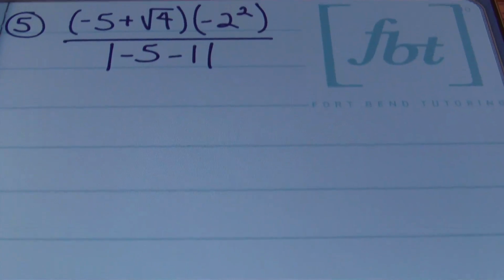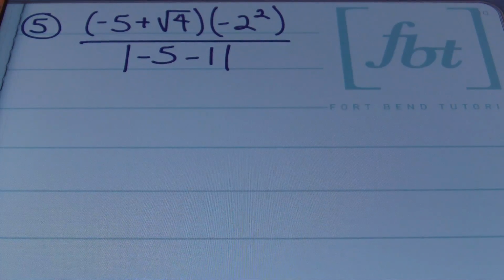All right, number 5 is on its way, and here it is. We have the quantity of negative 5 plus the square root of 4, times the opposite of 2 squared, divided by the absolute value of negative 5 minus 1. So here we have the numerator.